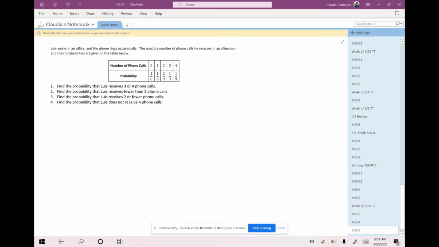So let's go ahead and look at this problem. Luis works in an office and the phone rings occasionally. The possible number of phone calls he receives in an afternoon and their probabilities are given in the table below. So we have 4 different questions that we need to answer.